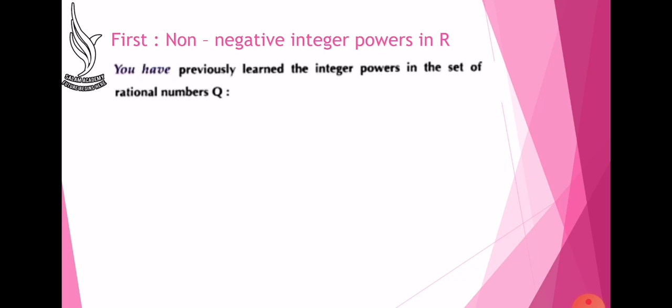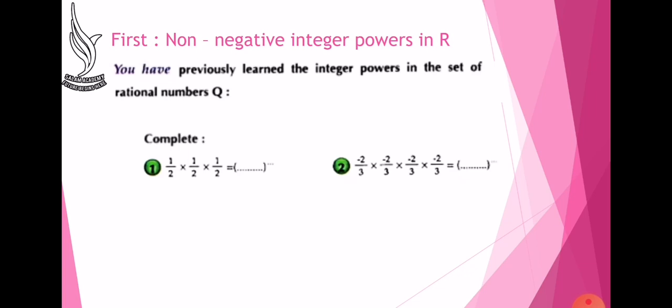You have previously learned the integer powers in the set of rational numbers, which is half times half times half equals half to the power 3. Half repeated 3 times, we can write half power 3. Negative 2 over 3 repeated 4 times, we can say negative 2 over 3 all power 4.